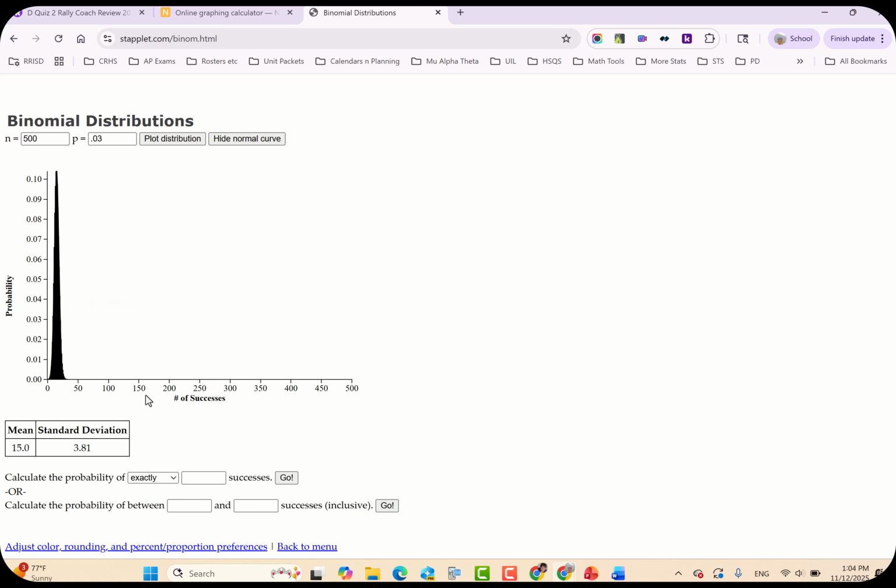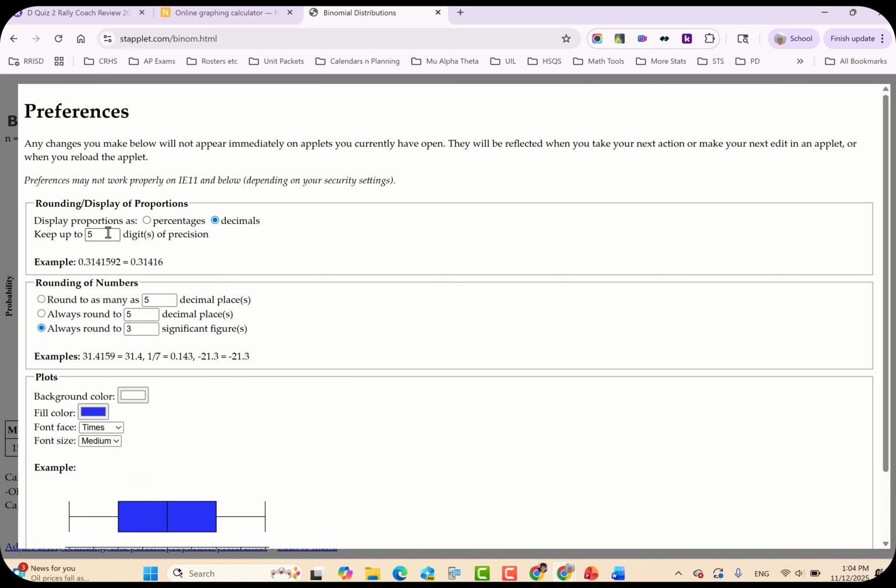And actually, a cool thing to know here is if you're using the Staplet, sadly, I don't think the NumWorks does this, neither does the TI. It will actually calculate your mean and your standard deviation for you there. Let me go ahead and do, always round to 5 decimal places. Let me just do that.